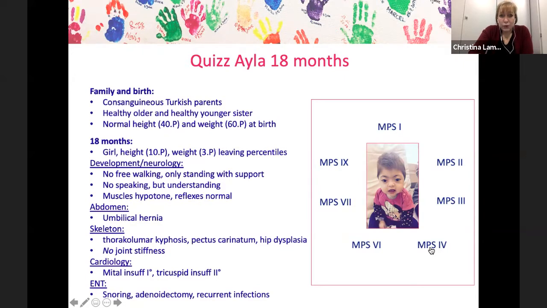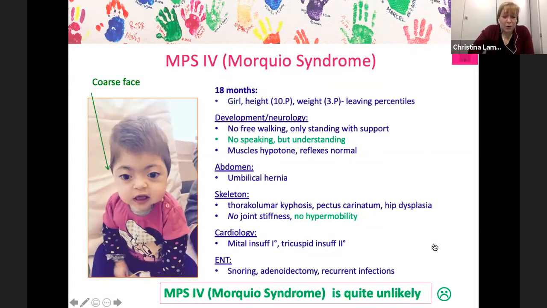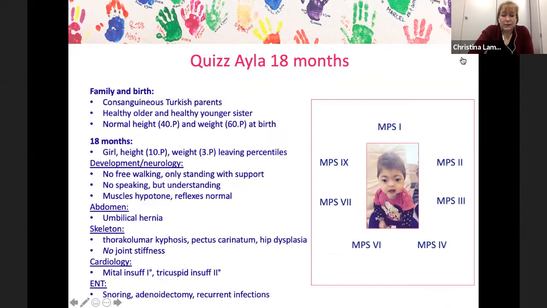How about MPS 4? As I said at the beginning, MPS 4 is the type of MPS that has hypermobile joints and no real developmental delay besides the gait, that is probably some waddling gait or some unsafe gait due to the hypermobility of the joints. But in her, she actually has no hypermobility. She was not walking, but not because of hypermobile joints. And she has no cognitive involvement. So actually MPS 4A or B is unlikely as well.